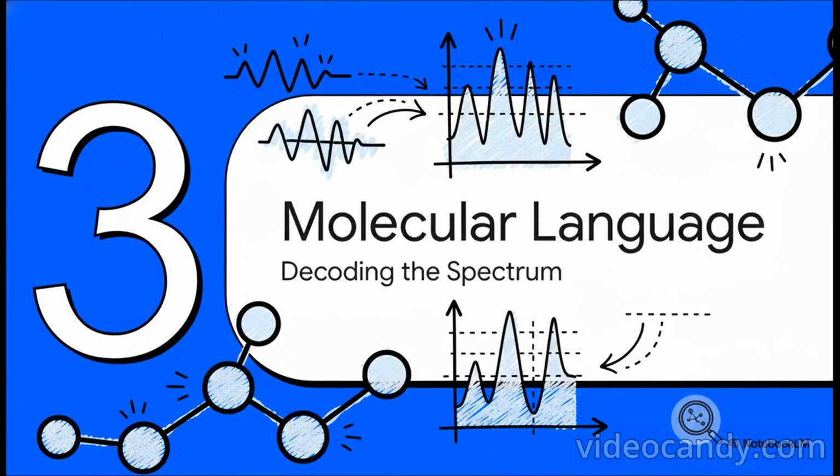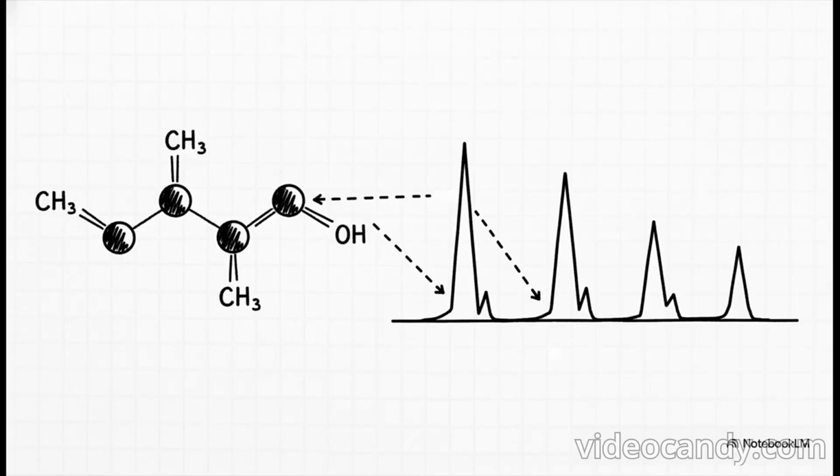But this isn't just some random chart. It's actually a language, and if you know how to read it, it tells you pretty much everything about that molecule. And this is it, the NMR spectrum. At first glance, it just looks like a bunch of spikes on a line. But every single one of those peaks is a message from a specific group of atoms in the molecule, telling us exactly what its local neighborhood is like.